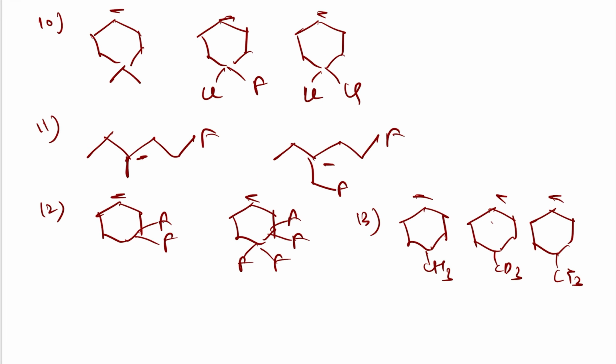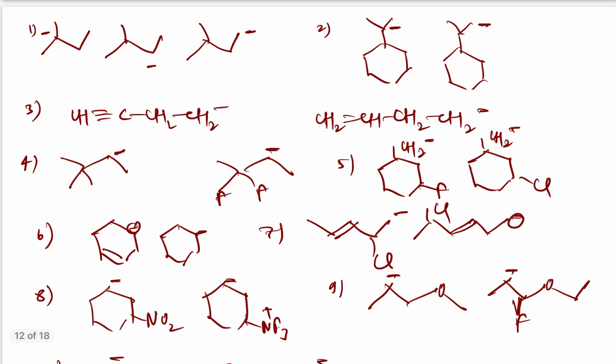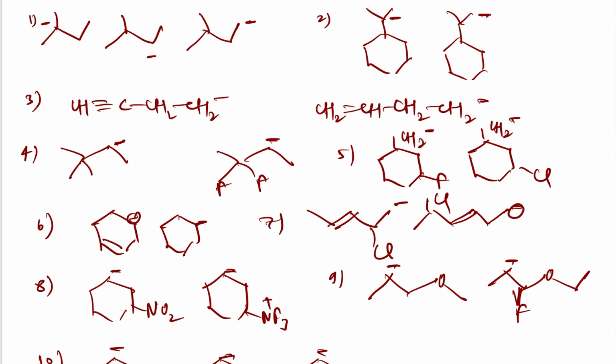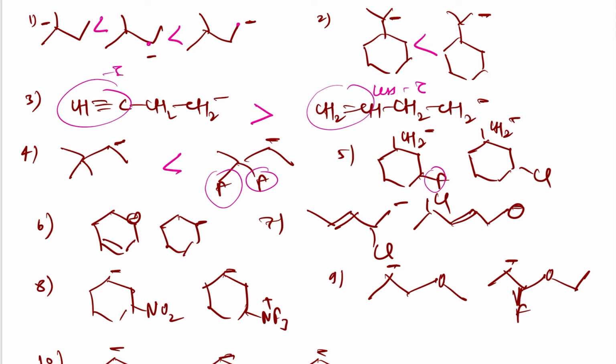Now let's solve the problems. First, you try on your own. That will be the best way to practice these questions. Think on your own, then check the answers. So we know it is a 1 degree carbanion, a 2 degree, and a 3 degree. So this will be more stable because less +I is needed to stabilize the negative charge. Here it has more -I, so it will be more stabilizing. More -I means more stabilizing.